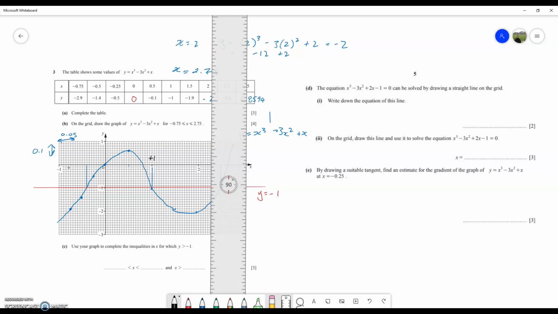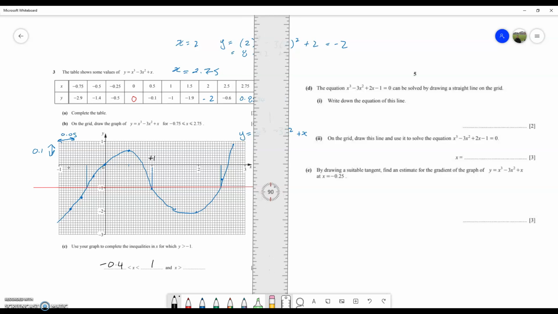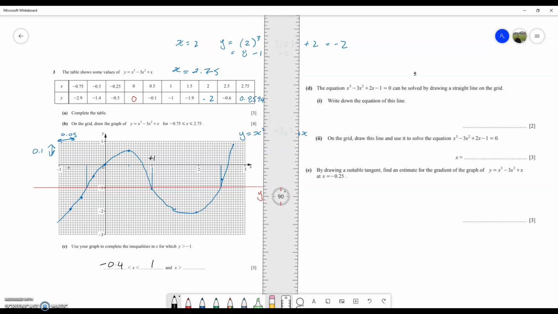So it's 1, 2, 3, 4, 5, 6, 7, 8. So that would be 0.4. So x is greater than -0.4 but less than 1. And our last one there is 2, 6, 7, 8, 9, 10. So that would be 2.5.